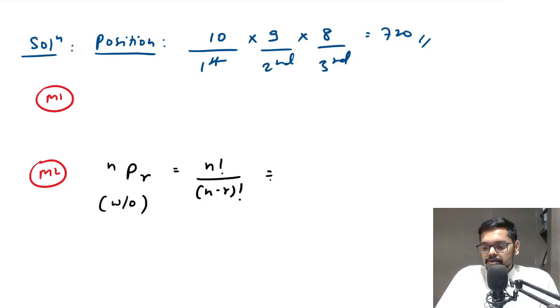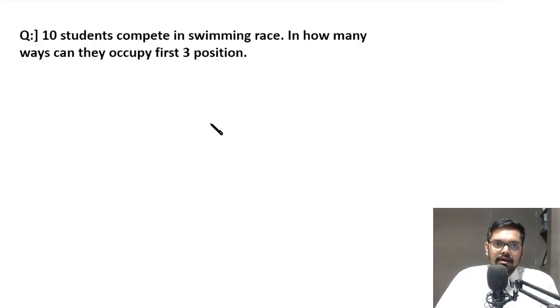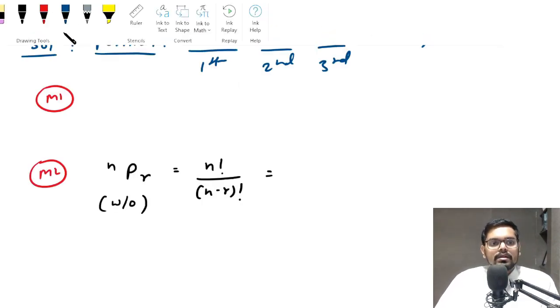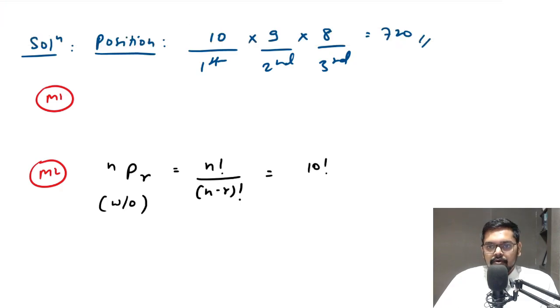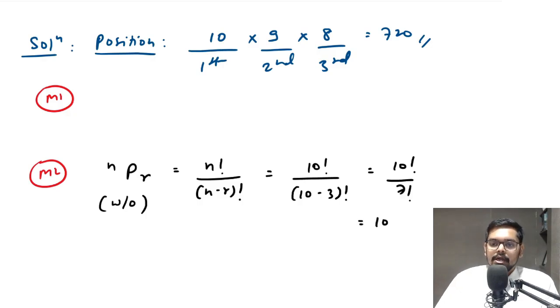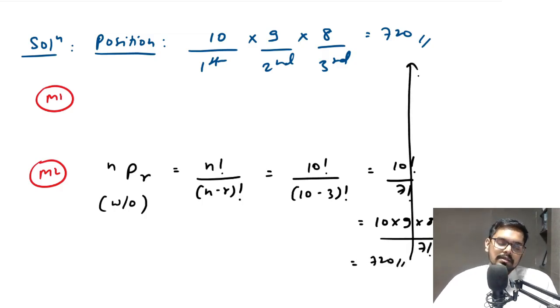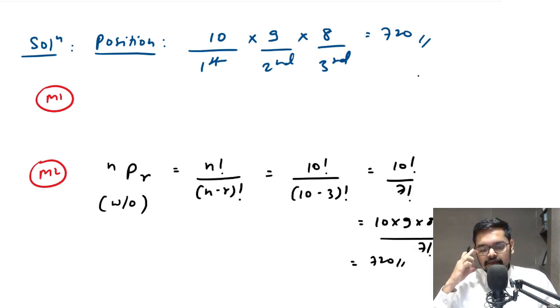Now the problem is, what is the value of n? What is the value of r? 3 and 10. 10 is bigger than 3. So 10 would be n and 3 would be r. Very simple. So 10 factorial by 10 minus 3 factorial, which is 10 factorial by 7 factorial. How to solve it? 10 into 9 into 8 into 7 factorial divided by 7 factorial. So 10 into 9 into 8, you know very well, it is 720. So that is the answer. Easy. Understood how to solve this kind of question?